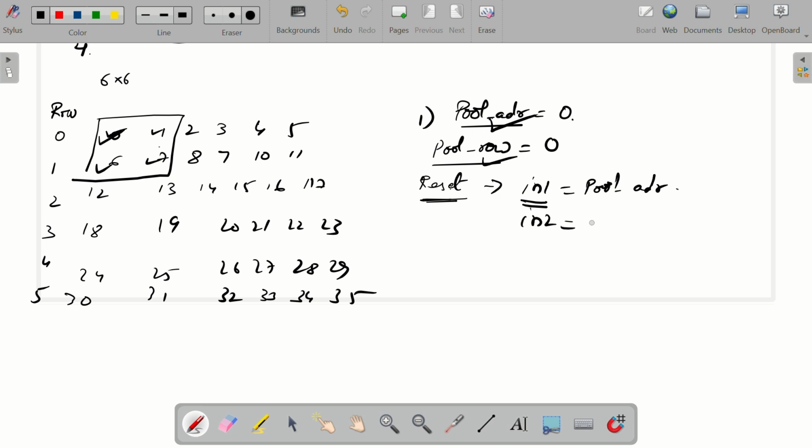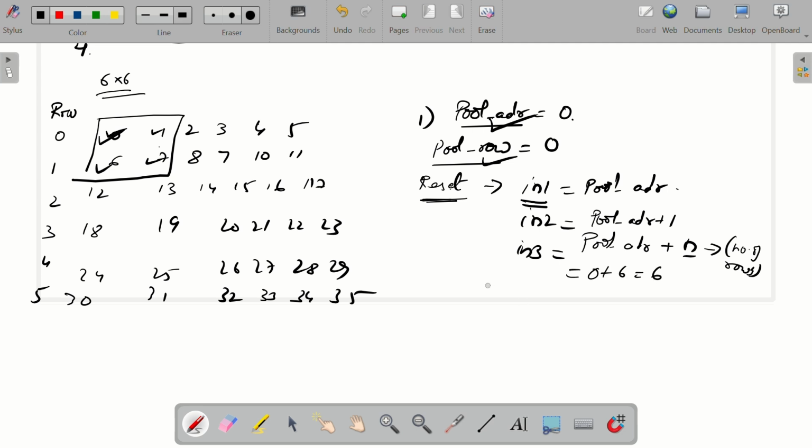What will be my in2? In2 is my first pixel, so that can be written as pool address plus 1. What will be my in3? In3 can be written as, pay attention, pool address plus n. So this is quite important. N is the number of rows. What is the number of rows here? I have taken a 6 cross 6 image. My number of rows is 6, so pool address will be 0 plus 6. So in3 is 6. Now what will be in4? In4 will be pool address plus n plus 1, which is 7. So that is how I'm achieving the addresses of the first 4 pixels as soon as you assert the reset.